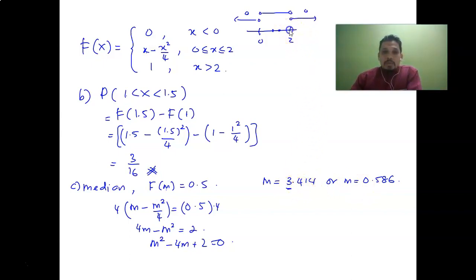3.4 is somewhere around here. 3.4 is not in the domain of 0 until 2, so this is not one of the answers. And 0.586, yes, it lies somewhere around here. So then the value of m equals 0.586. Okay, so that is the solution for example number 1.